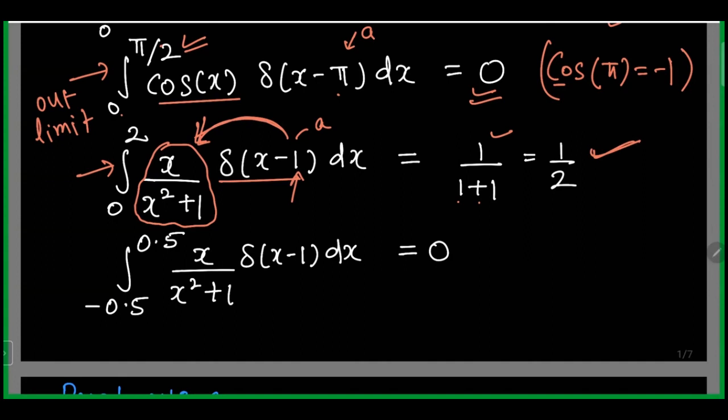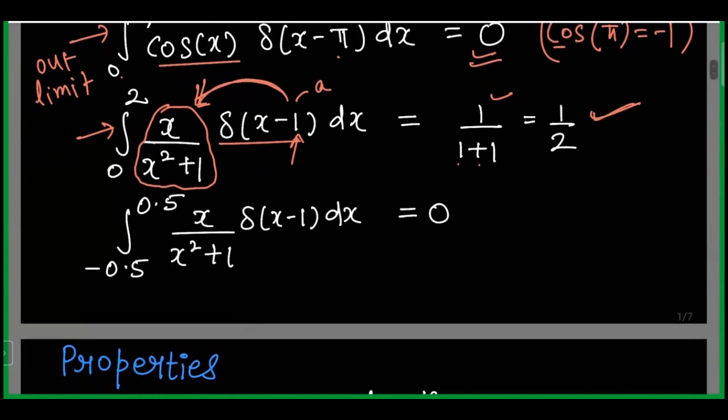Now let's do the same problem, but this time I will change the limits. Now my limits are not from 0 to 2, but from minus 0.5 to 0.5. Now you can clearly see 1 is outside the limit. So what will be your answer? 0. So whenever your a is outside the limit, your answer becomes 0.